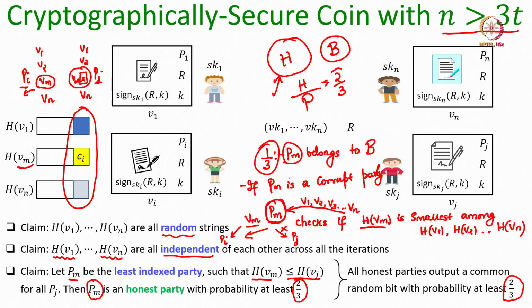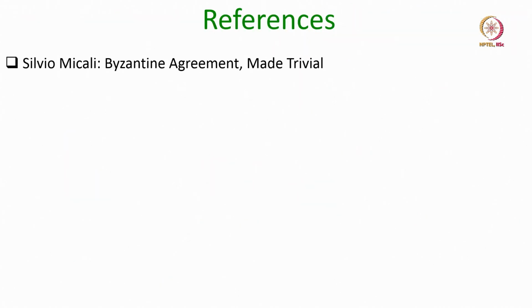Of course, if PM belongs to the set of honest parties, then PM will not do any such thing. It will send the tuple VM both to Pi as well as to Pj, and both Pi and Pj will find that it is VM whose hash value turns out to be the smallest, and both of them will output the same bit, and the probability of that is 2 over 3. And that shows the commonness probability for this particular instantiation of the coin primitive is 2 over 3. Okay. So, that concludes this lecture.